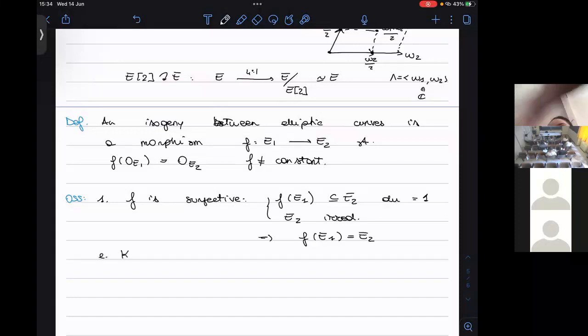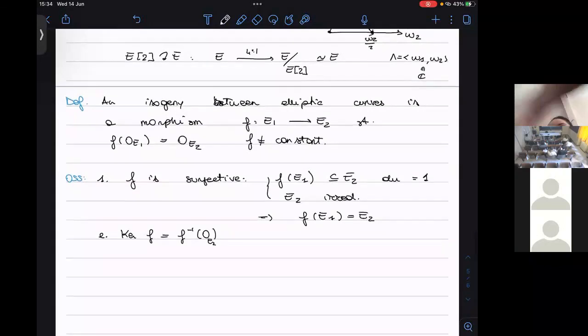And moreover, the kernel of f is finite, since it is the fiber over the 0 of E2, if you prefer, okay? And this is discrete, since it is a fiber, and it is closed in a compact, so it is compact. So it's finite. This is just to observe that isogenies are sometimes defined as surjective morphisms of finite kernel.